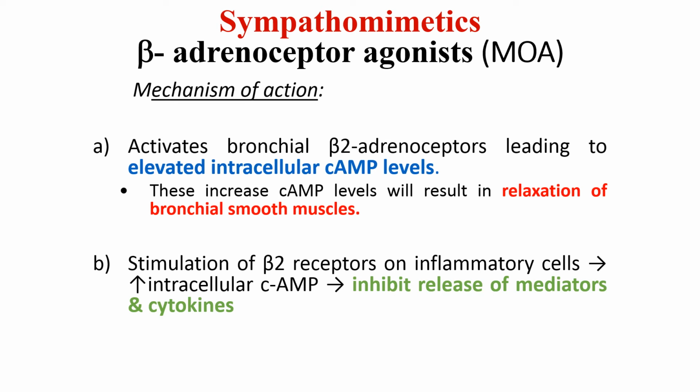So what we have seen is that beta receptor agonists act by increasing the cyclic AMP level, and this increased cyclic AMP level in the bronchial smooth muscle leads to relaxation of bronchial smooth muscle. The second thing is that stimulation of the beta 2 receptor on the inflammatory cell also leads to increased cyclic AMP in the inflammatory cell, and they inhibit the release of various mediators that are responsible for the attack of bronchoconstriction, and also inhibit the release of cytokines.